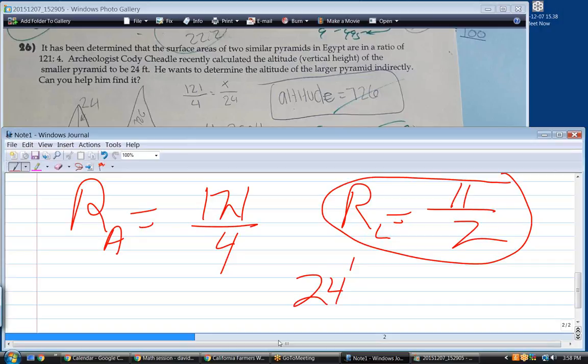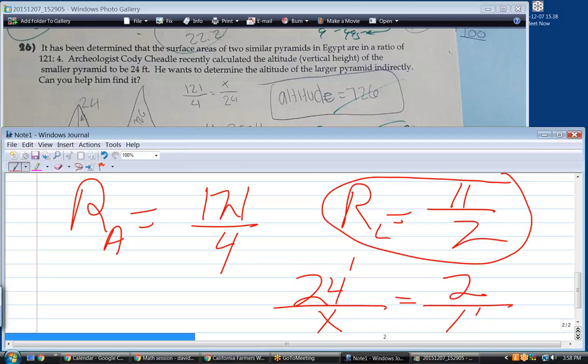It's indeterminate, so X. In other words, 24 feet is to X, which is the smaller pyramid's height is to the bigger pyramid's height, as the smaller pyramid's linear measurement is to the bigger pyramid. And in all of these problems, it's very important to understand whether you're going small to big or big to small.